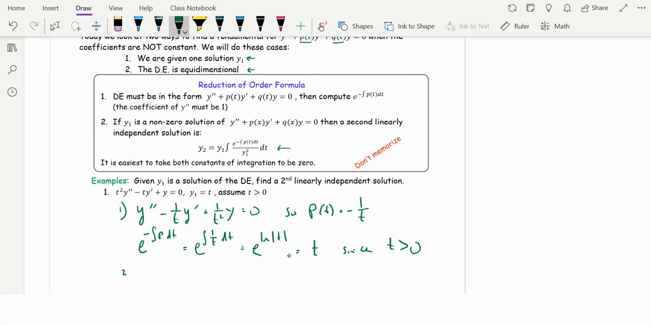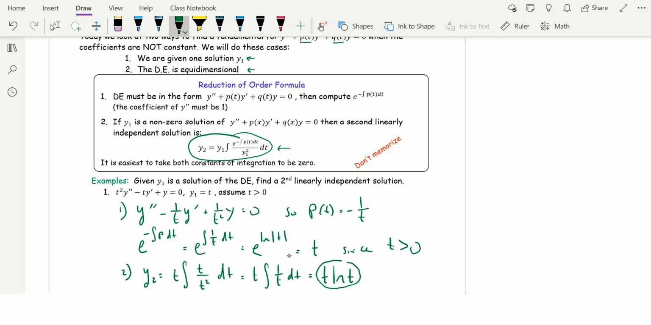Okay, and then 2, we're going to use the formula y2 equals y1, I'm using this formula up here, y1, which is t, times the integral of e to the negative integral of p dt. We just computed that in step 1, so there's a t that goes upstairs, and then a y1 squared goes downstairs. y1 is t, so t squared dt, which is t times the integral of 1 over t, which is t ln absolute t, but t is positive, so t ln t. And we'll see there's another way to get the same answer later on in the lecture.